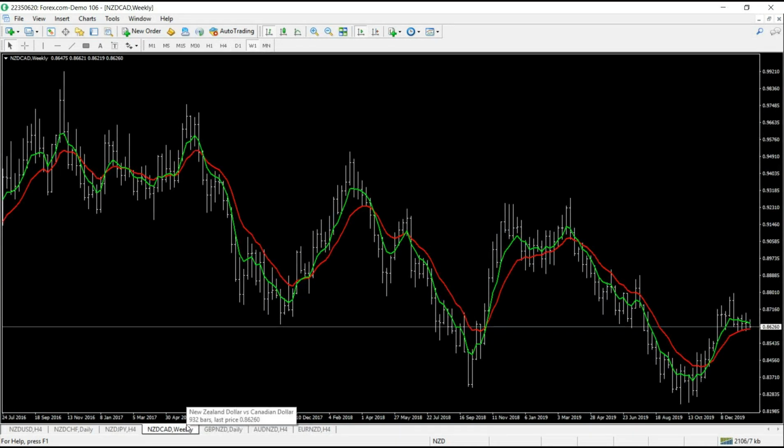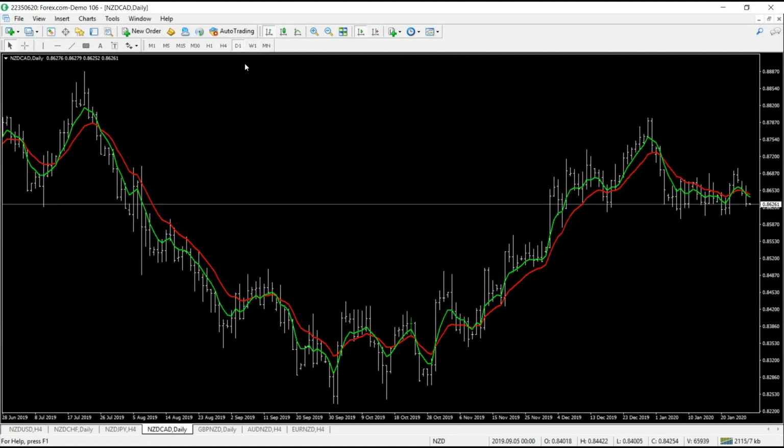So New Zealand CAD, the CAD's mixed up, but the New Zealand is weak, so weakness should drive this thing down, but it's not going anywhere. So it's going against an individual currency that doesn't know what it wants to do. So right now the weekly doesn't know what it wants to do. The daily, this thing is just stuck in a zone.